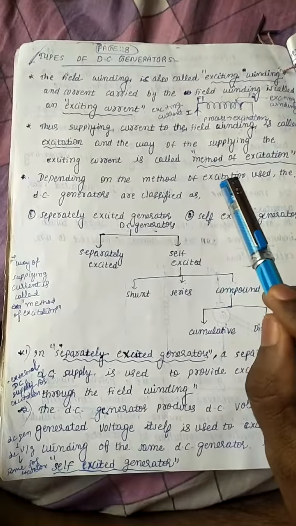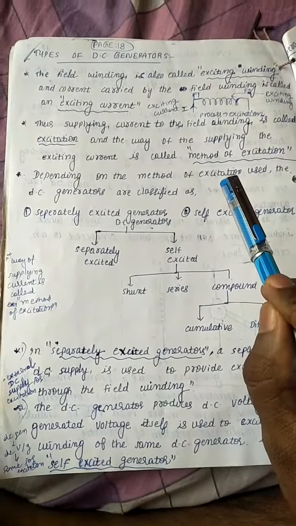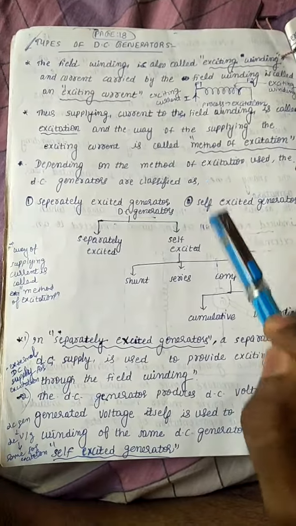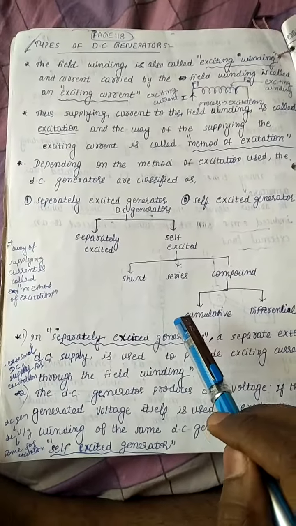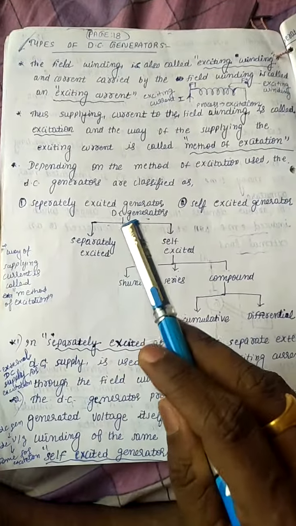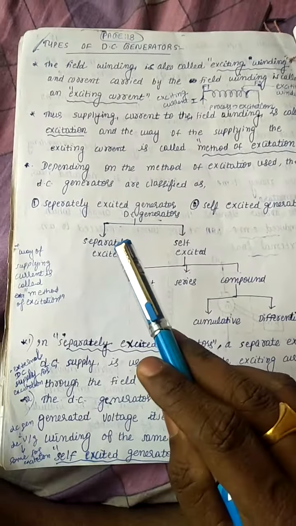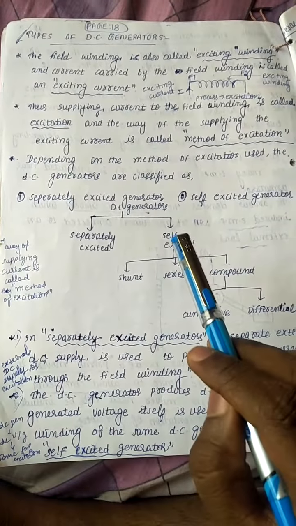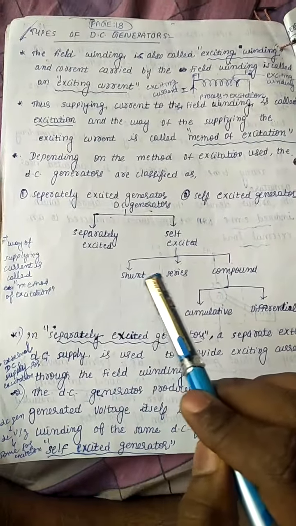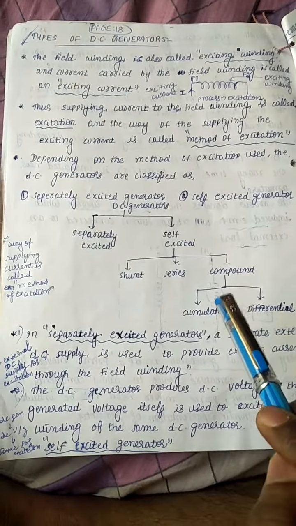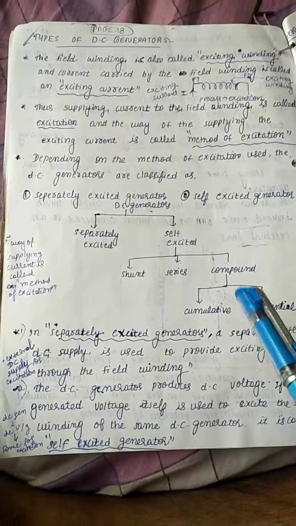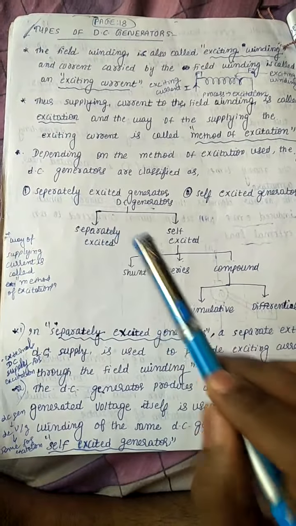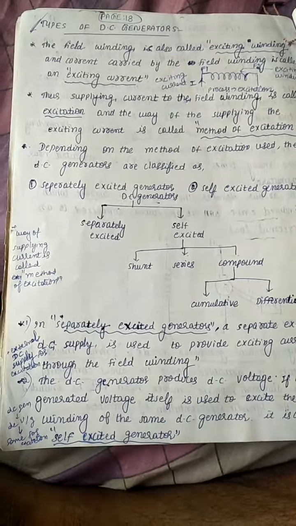Depending on the method of excitation, DC generators are classified into different types. Mainly the DC generators are classified into two types: separately excited generator and self-excited generator. In self-excited generator you have shunt, series, and compound. In compound you have cumulative and differential. As per your syllabus you have to focus on these three.